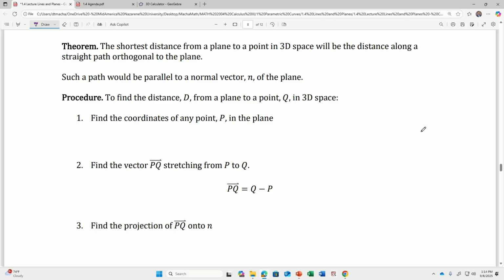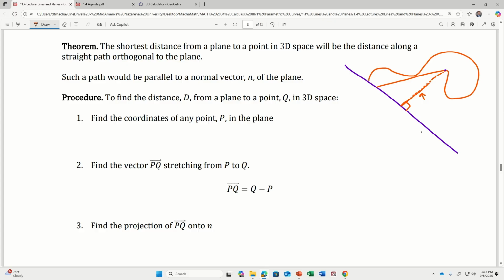Let me draw a picture. So imagine this is my plane. This is the point. There's a lot of different paths that you could go on from the plane to the point. That's not the shortest one. Not even this is the shortest one, but the very shortest one is going to be making a direct 90-degree angle with the plane itself. So that's what I'm talking about. It's the straight orthogonal path from the plane to the point.